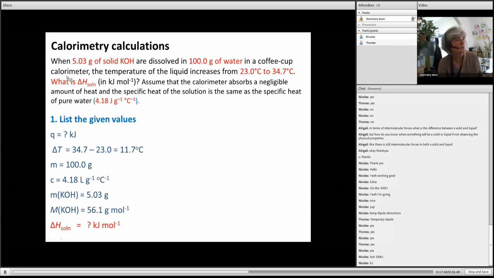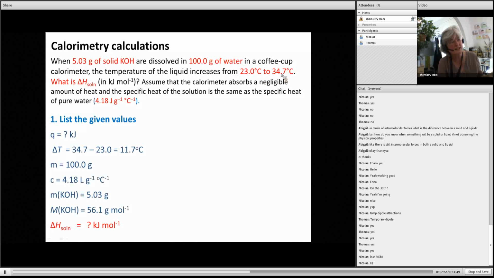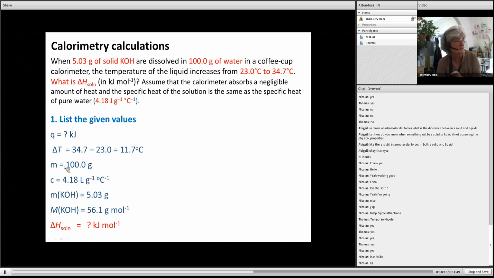What is the delta H of the solution? What else are we given? We're given a delta T. The temperature is increasing from 23 to 34. So you always do final subtract initial. The higher temperature, because that was the end temperature, comes first, and you subtract the initial temperature. So that's our temperature change.